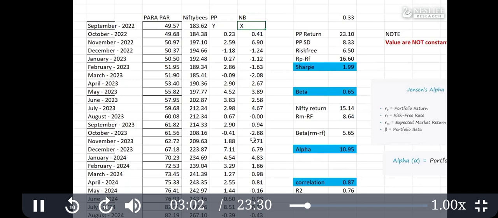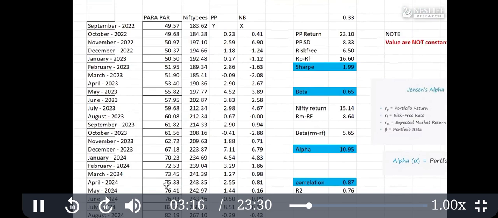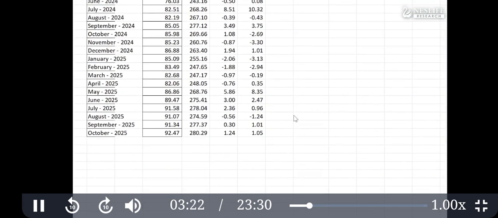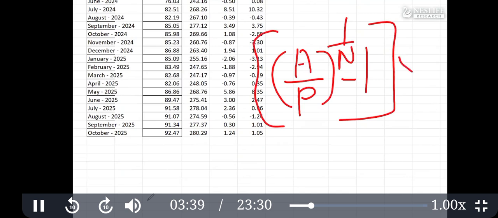Now the next step is very easy. Let's say I ask you to calculate the total return, the CAGR return, if someone invested in 2022 and as of now the price has become 92 rupees. How do you calculate the return? In case of CAGR, write down how it is calculated. It is the ending value, we can call it A, that is amount, divided by the starting value, that is P, bracket raised to the power 1 by number of years, then minus 1, then multiply by 100. This is the formula to calculate CAGR.